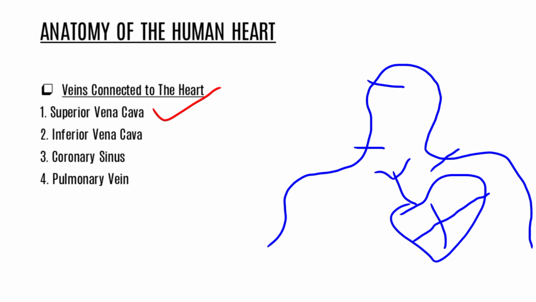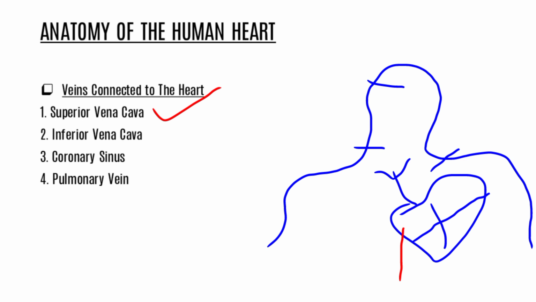While the inferior vena cava is coming downwards to the right atrium, it will take deoxygenated blood from the lower part of the body, such as your pelvis, your lower abdomen, your legs, that is your lower limb, and the rest.